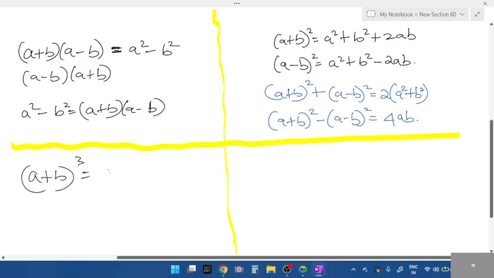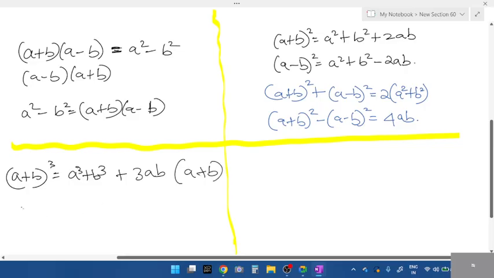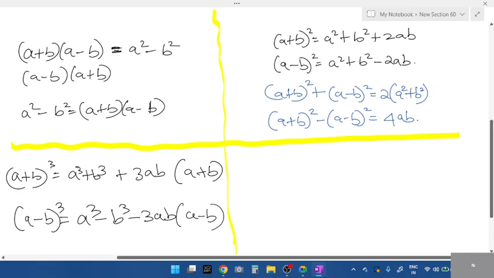Next, a plus b the whole cube, students. What is a plus b the whole cube? Make a note of this. A plus b the whole cube is a cube plus b cube plus 3ab into a plus b. Next, a minus b the whole cube. Everything should be minus. A cube minus b cube minus 3ab into a minus b. So the top one is the square formula, the bottom ones are the cube formulas.